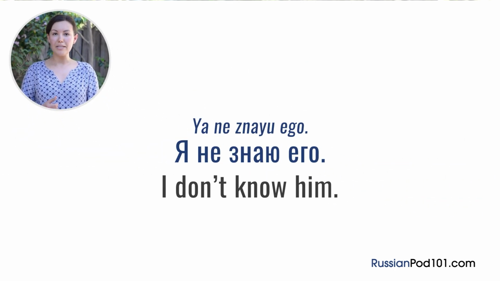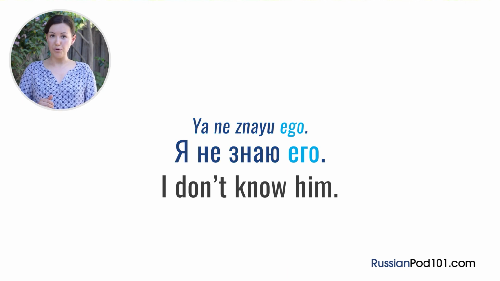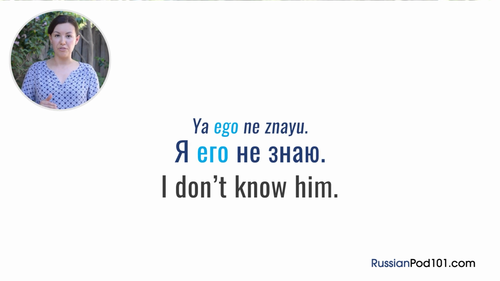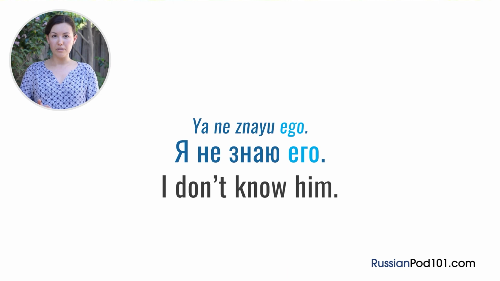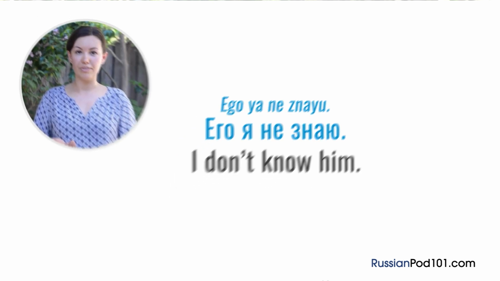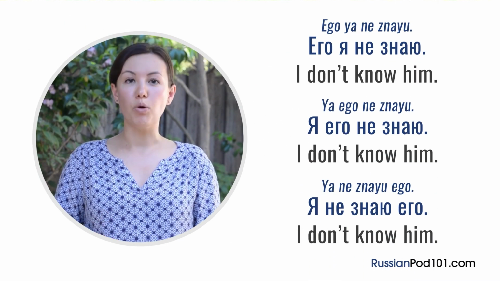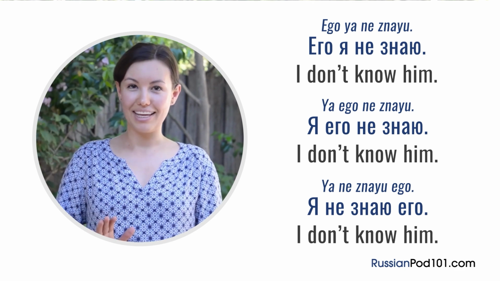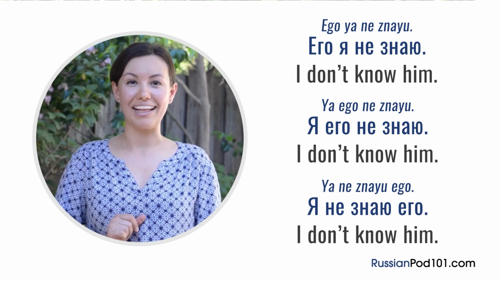In Russian, you can place an object both before and after the verb. Take the sentence, I don't know him. Я не знаю его. Here, его, him, is an object. It can be placed before the verb: Я его не знаю. After the verb: я не знаю его. And even in the very beginning of the sentence: его я не знаю. All these sentences would be perfectly grammatically correct and would mean one and the same thing.